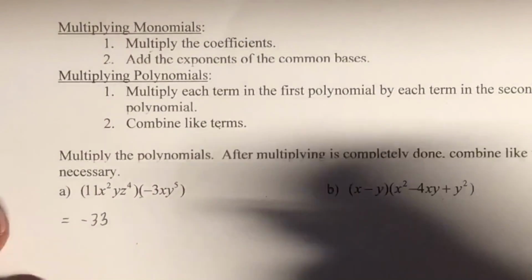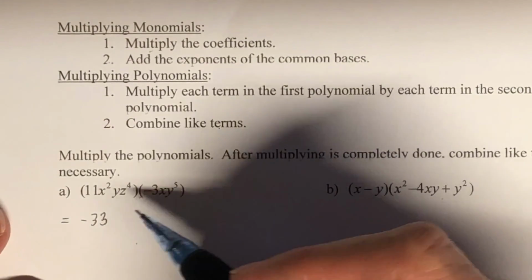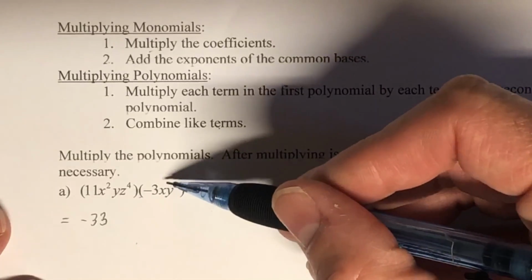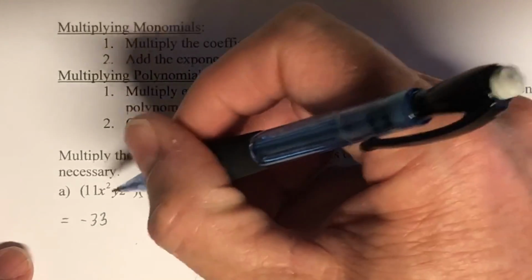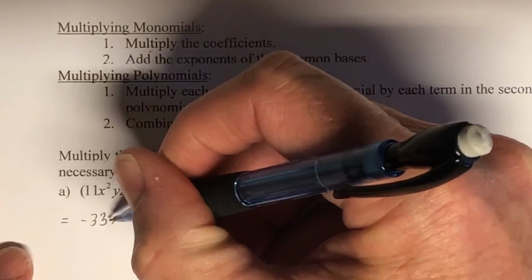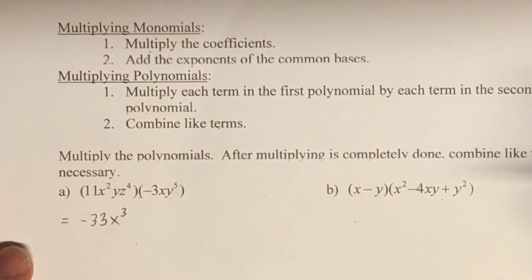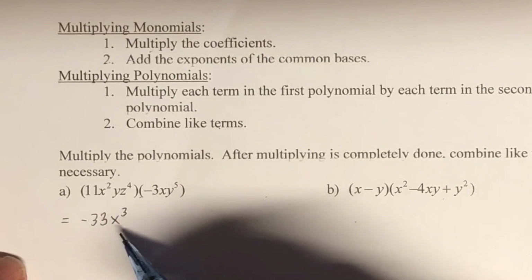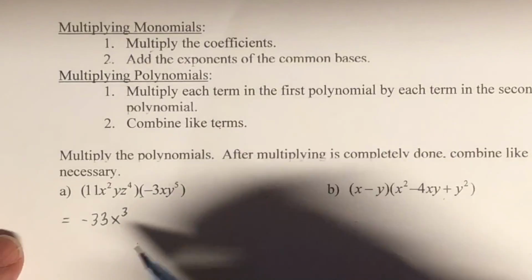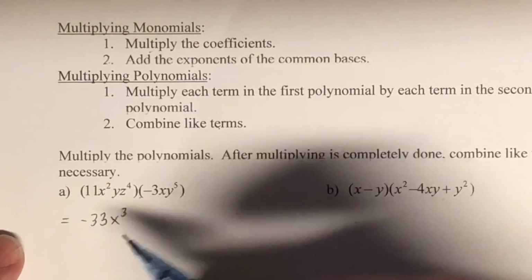What that means is that if you have common variables, you add the exponents. Remember, this is x to the first right here. When there's an invisible exponent, it's x to the first. And so 2 plus 1 is going to give you x to the third. Put that down there as well, and write it in such a way that, unlike with combining like terms, the results are being multiplied together. So negative 33 times x to the third.